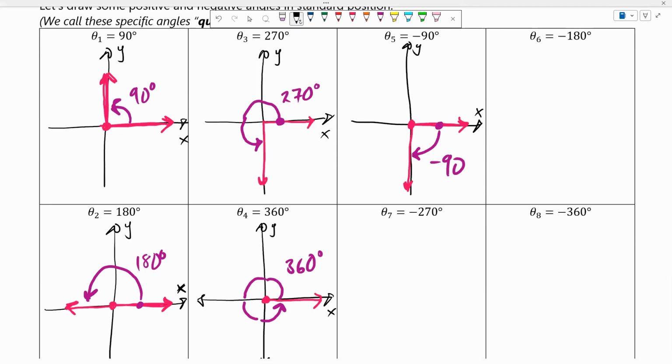Okay. This one. Okay, same idea. Start here. There's my initial side. Okay, but I need to go negative 180. So I need to go in the clockwise direction 180 degrees. My final is this right here. That is negative 180 degrees. Okay?